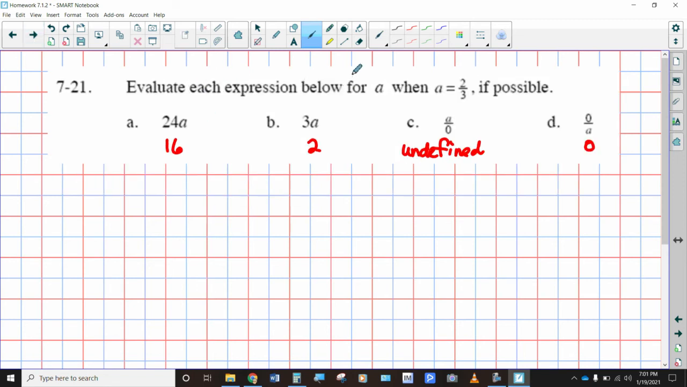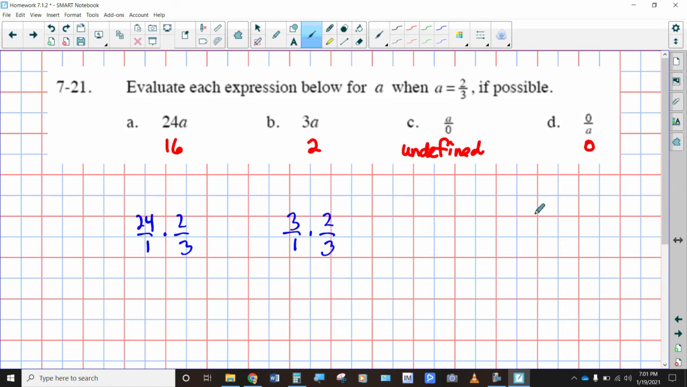Evaluate each expression below for a when a is equal to 2/3. So this becomes 24 over 1 times 2/3. This becomes 3 over 1 times 2/3. This one can't be done because you can't ever divide by 0. So there's no answer. It's just undefined.